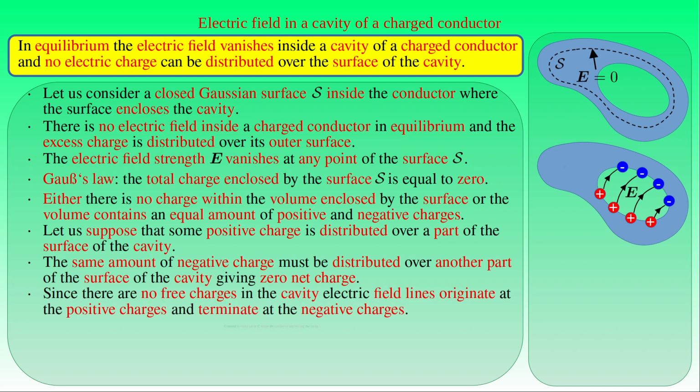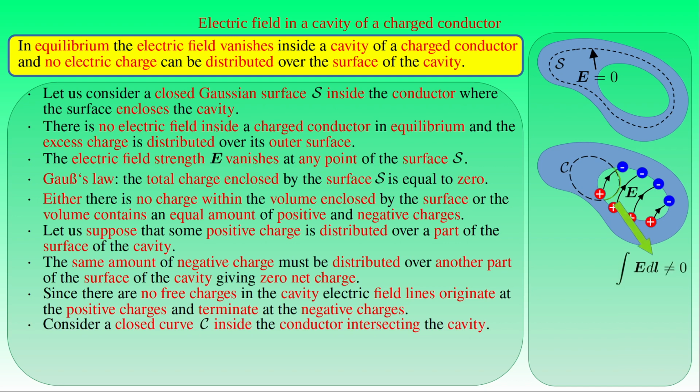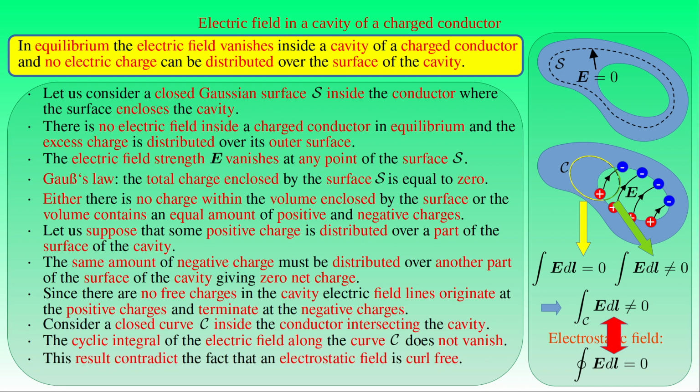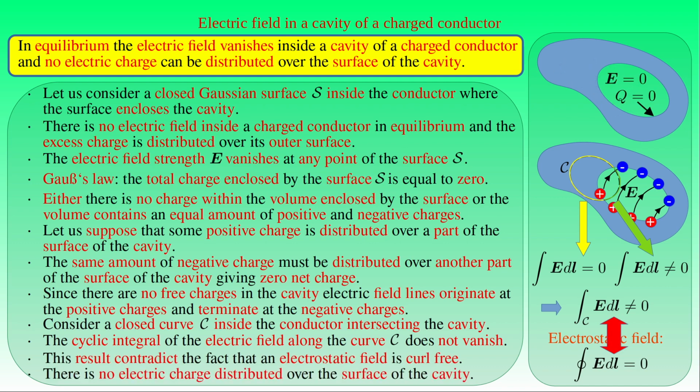Let us consider a closed curve C inside the conductor intersecting the cavity. We can calculate the line integral of the electric field E along the section of the curve C between the positive and negative charges in the cavity, which is non-zero. When we perform the integration along the part of the curve C in the conductor where the electric field vanishes, we obtain zero. The line integral of the electric field E along the closed curve C given by the sum of the two integrals does not vanish, that is, the curl of the field E is non-zero. However, this result contradicts the fact that the curl of an electrostatic field vanishes, that is, its cyclic integral is equal to zero, which forbids the presence of electric charges distributed over the surface of the cavity, proving the statement.